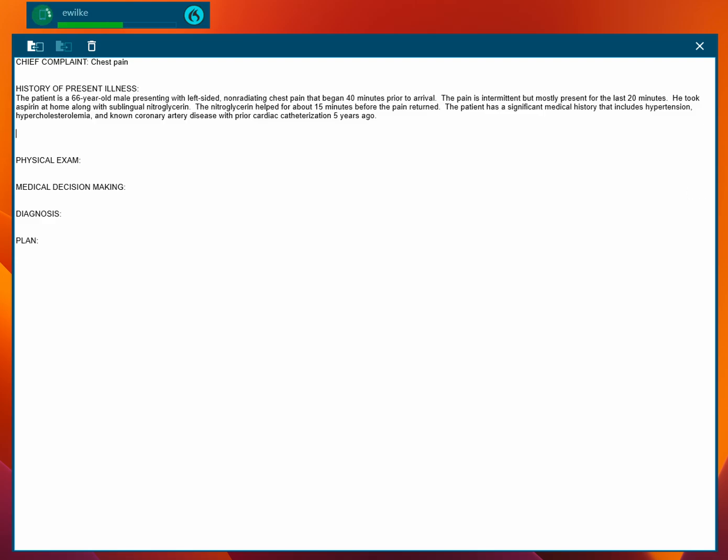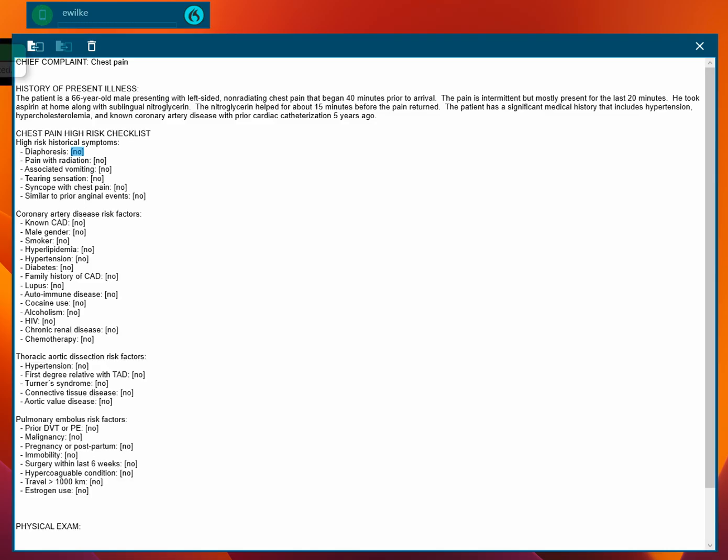Insert TEC chest pain checklist. Okay, right here, I'm just going to go through by pressing the buttons to cycle through these different elements. And so I can show you how to do this real quick.